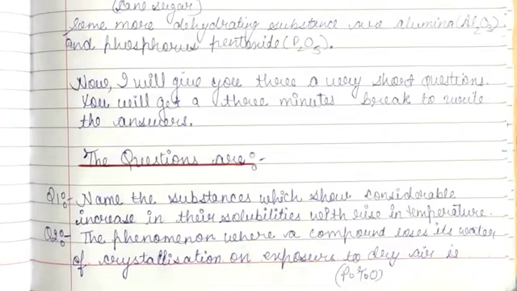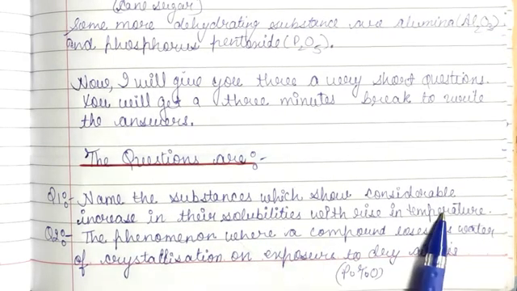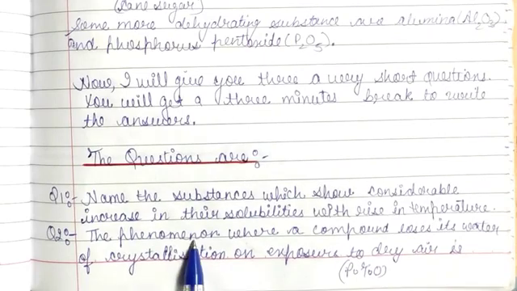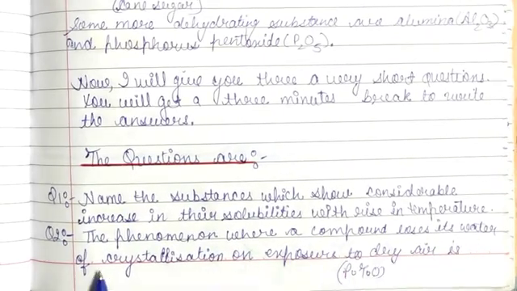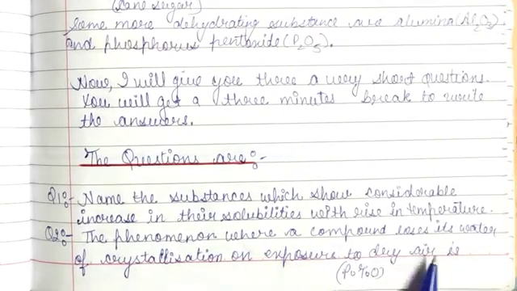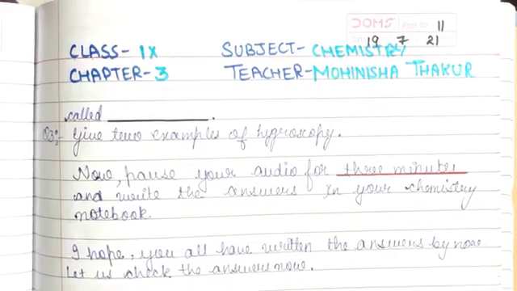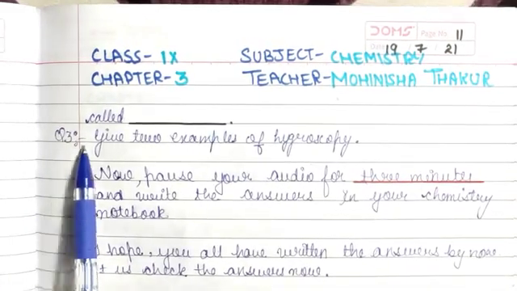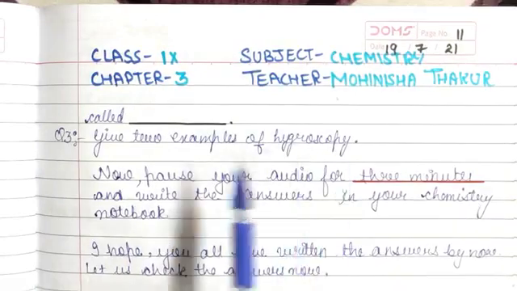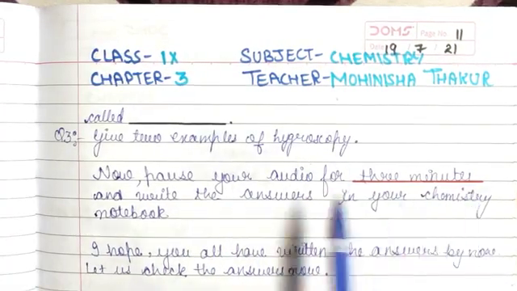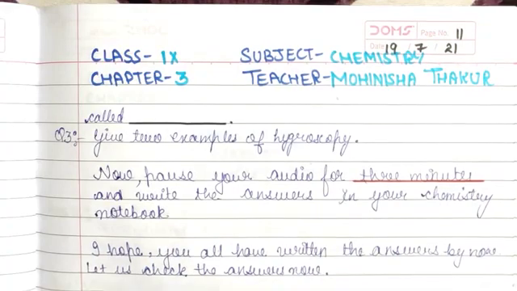Now I will give you some very short questions. You will get a 3 minute break to write the answers. Question number 1, name the substances which show considerable increase in their solubilities with rising temperature. Question number 2, the phenomenon where a compound loses its water of crystallization on exposure to dry air is called dash. And the last, question number 3, give 2 examples of hygroscopy. Now pause your audio for 3 minutes and write the answers in your chemistry notebook.